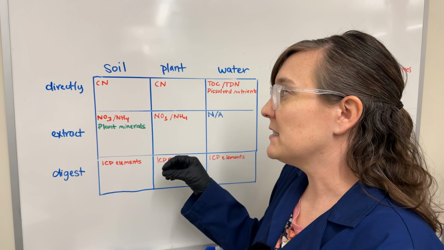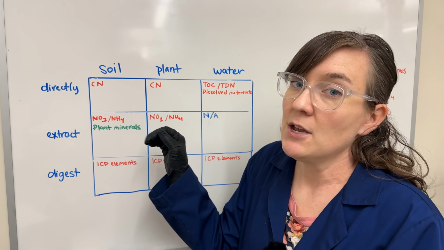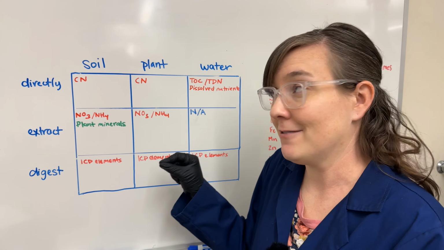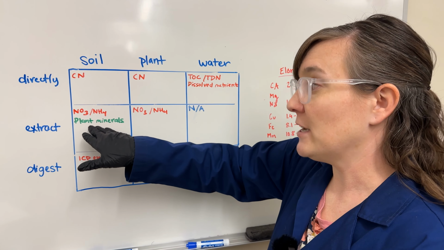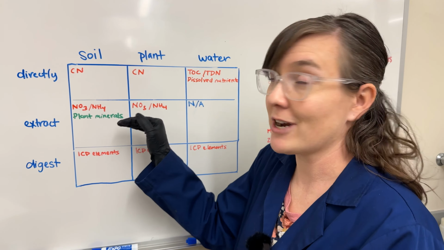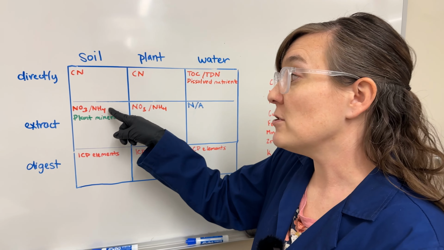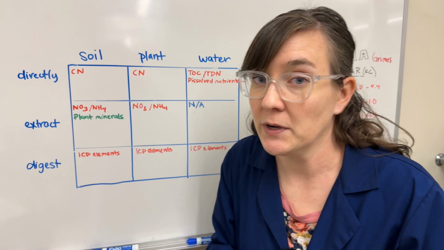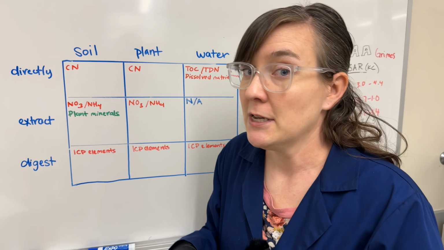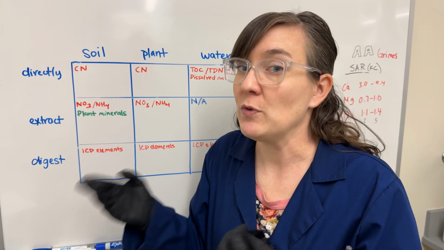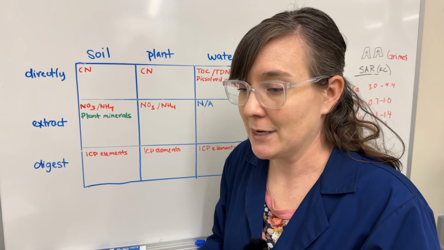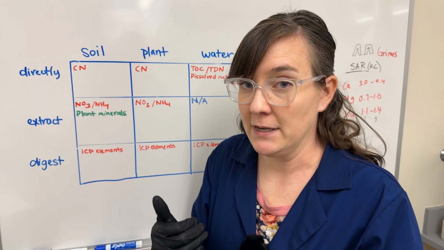There's also a difference. Some of these extractions will run a total measurement, and some of them just do what's plant available. So in green here for soil, you get the plant minerals when you do an extraction on a soil. But when you do nitrate and ammonium on soil, this extraction actually gets a total nitrate measurement. So we're going to do an extraction, and it's going to remove all of that inorganic nitrogen so that we can measure it on the instrument.